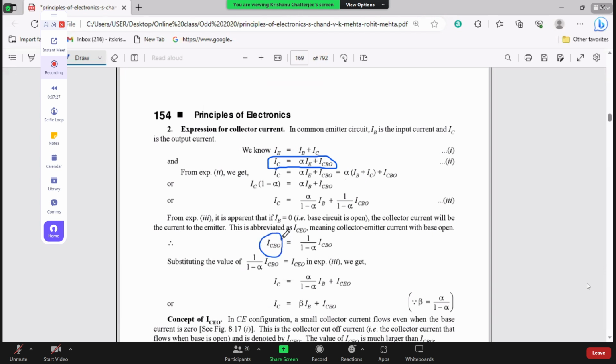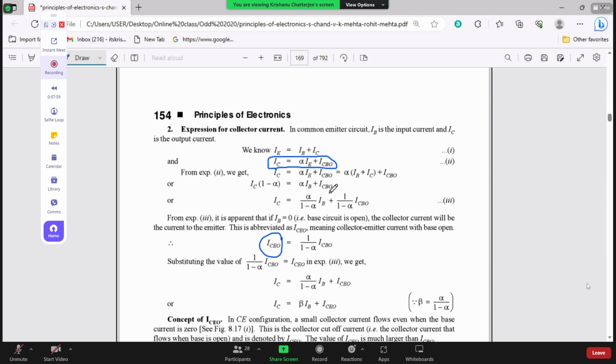This we are saying to be ICBO. In CE configuration, when the base emitter junction is open, how much current is flowing through the collector base junction, collector emitter junction? That is ICBO. And this is equal to this one: ICEO equals 1 by 1 minus alpha times ICBO. How are we getting it? We are just putting the value of IB equals to 0.